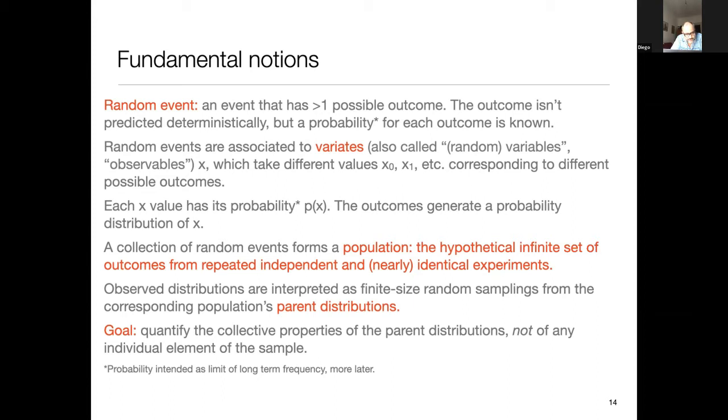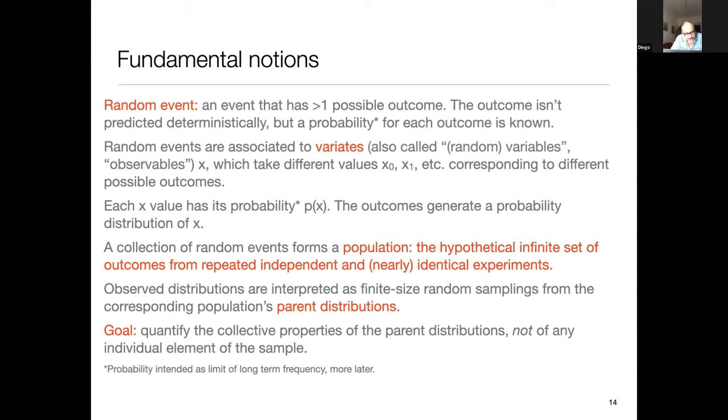And I know that I'm already talking about probability without defining it, but at this level, take it as a limit of a long-term frequency. We will discuss this later, okay? So then this event can be associated to random variables, which are its properties, right? You can also call them variates in statistics, or observables if you do an experiment, but these are the properties of that event, which can take different values depending on each possible outcome.